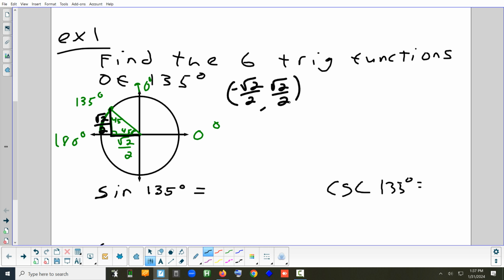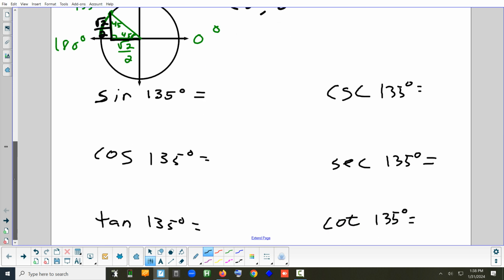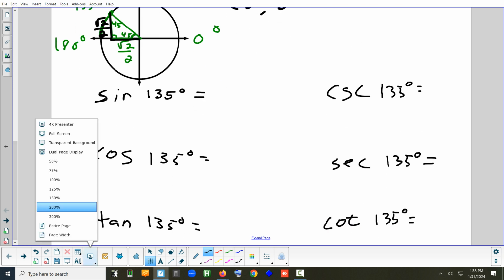So regardless of what trig function I have you do on the test, that's the first thing I'll ask. What's the coordinate for the angle you're trying to work with? And then I'll ask you for one of these 6. All right, so let's go through them.